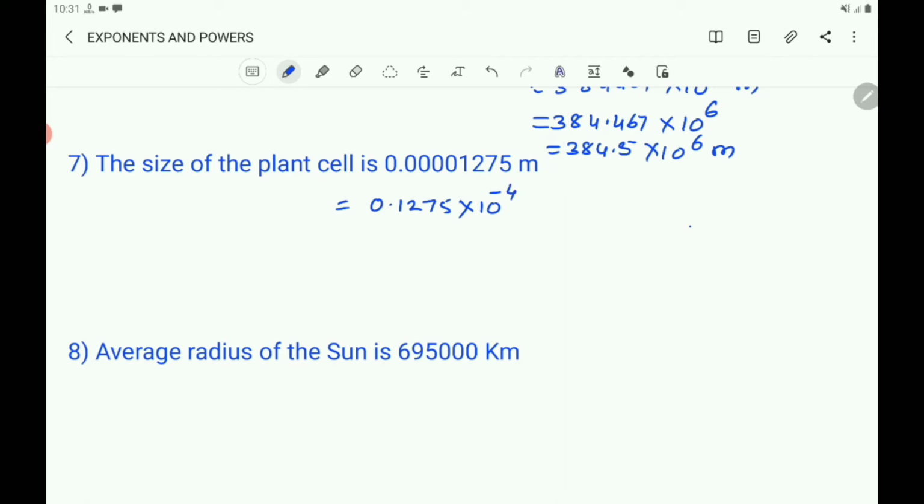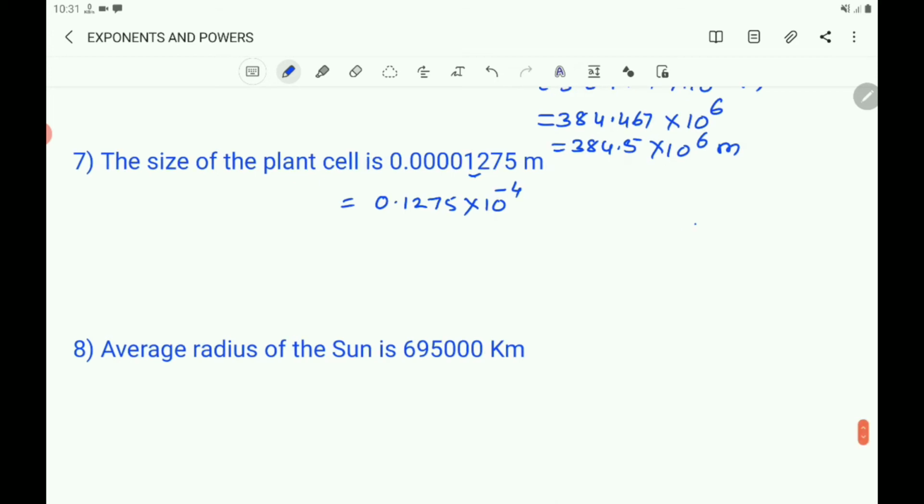And if you brought one more, that becomes 10 to the power of minus 5. If you brought two more, that is 12.75 into 10 to the power of minus 6. If you brought three more, then it becomes 10 to the power of minus 7, like this way. So you can have here 1275. If all these are moved, then it becomes 10 to the power of minus 8 meter.